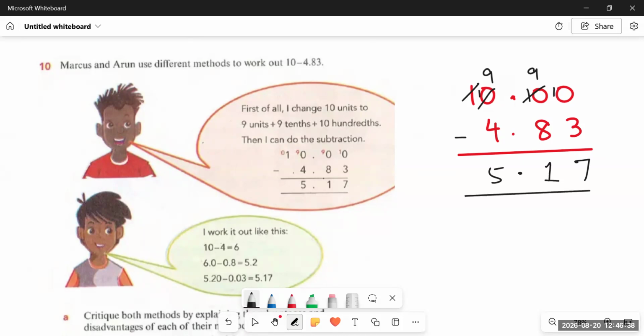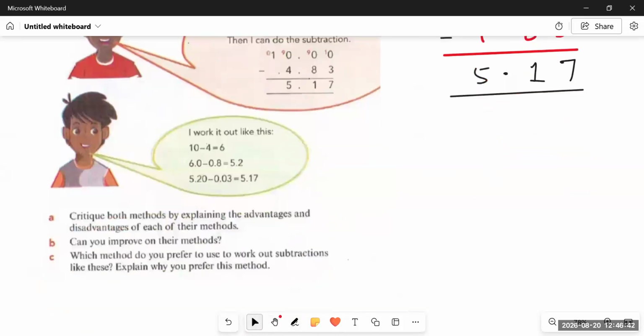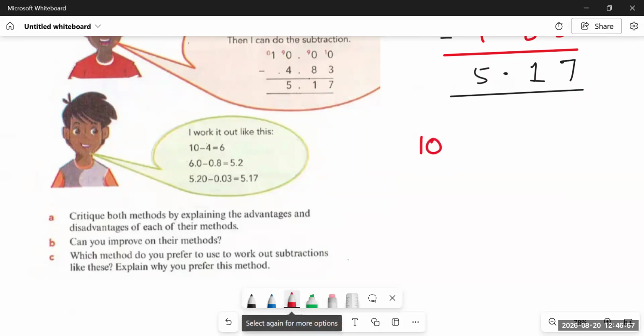This is Marcus's method, and we appreciate that he's using the conventional method because it's very easy. It's the same method that you people have learned for the whole numbers. Okay, so we are used to it. But what has Arun done? He is using a different method. What he did, we have 10 on one side and 4.83 on the other.